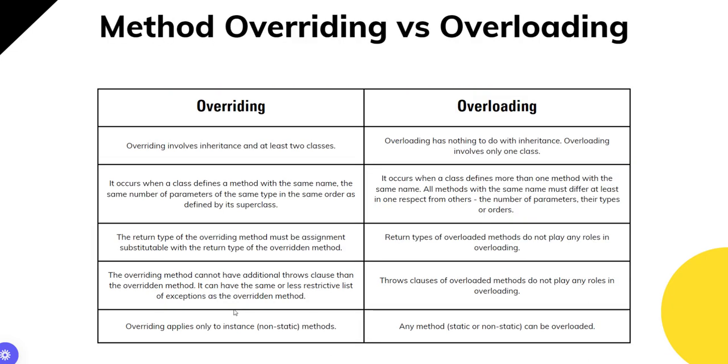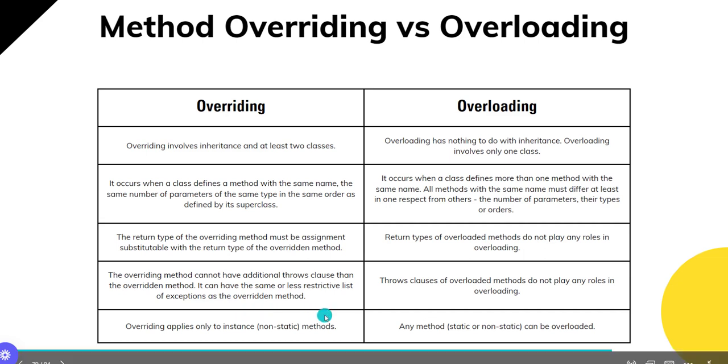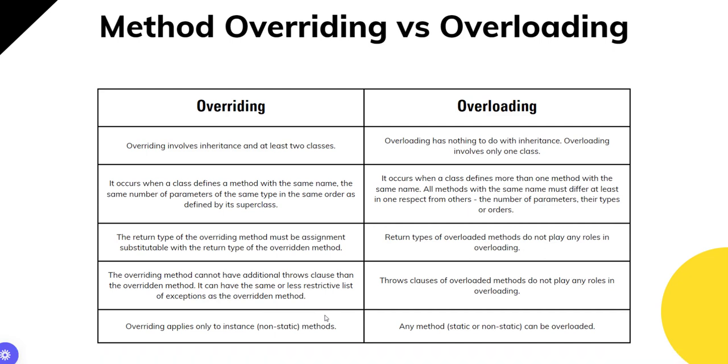Here's a comparison of method overriding versus overloading. They are both types of polymorphism. However, overriding involves inheritance and at least two classes, and overloading has nothing to do with inheritance and only involves one class. So you can pause the video here and read through this table to look at some of the comparisons of overriding and overloading methods.